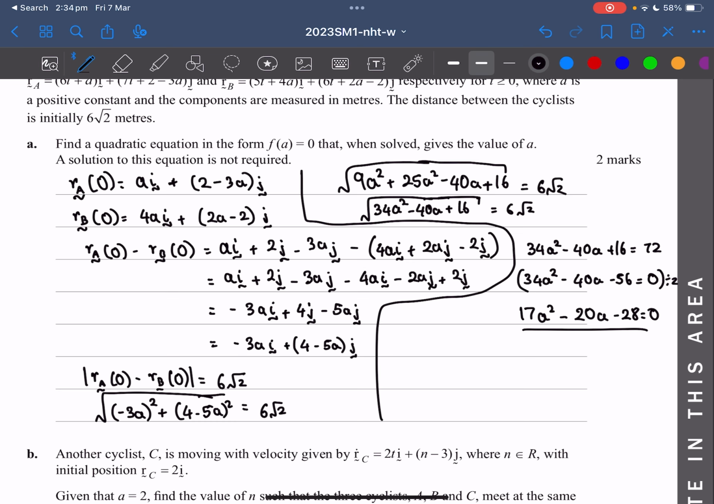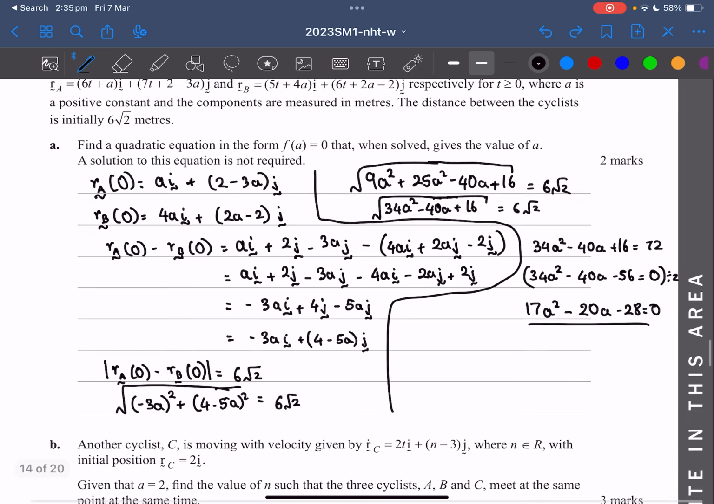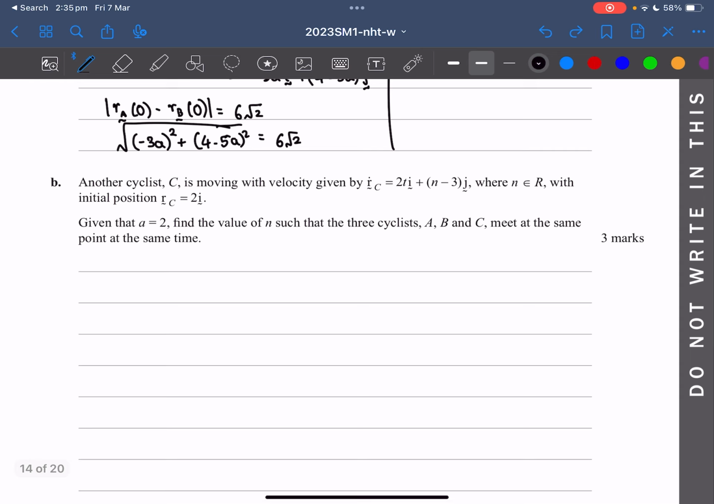So yeah, we have a quadratic equation in the form f of a, everything in terms of a, and set it equal to 0. Okay, another cyclist C is moving with the velocity this with initial position of this. So given that a equals to 2, find the value of n such that three cyclists A, B, and C meet at the same point at the same time. So we are given the velocity of the cyclist C. First, we have to find the position vector of that. So what do we have to do? We have to integrate, right?